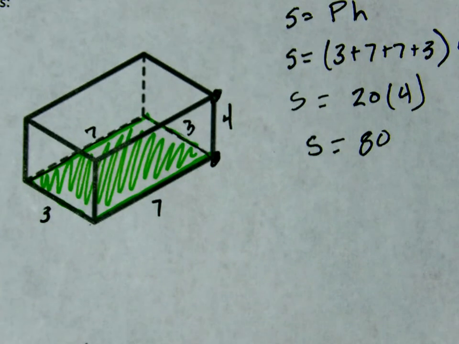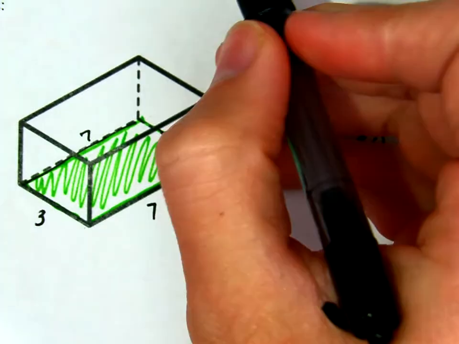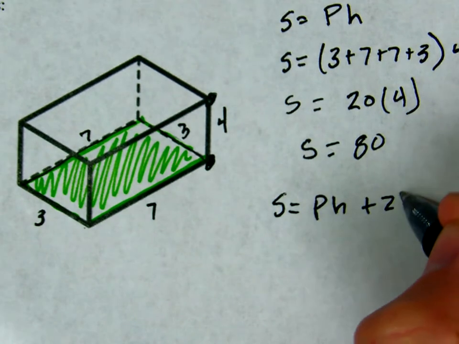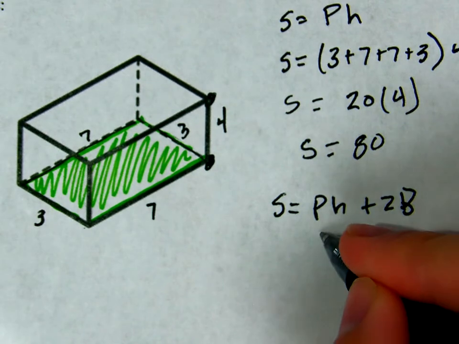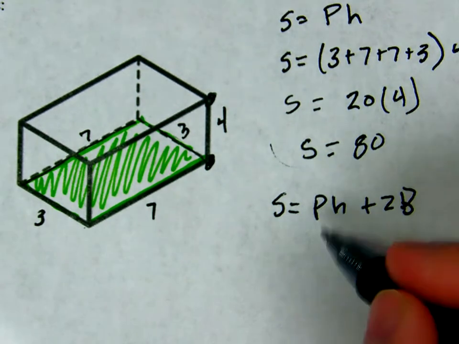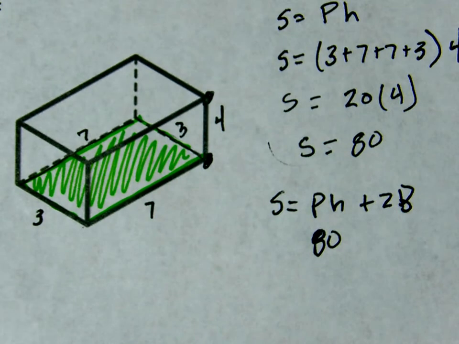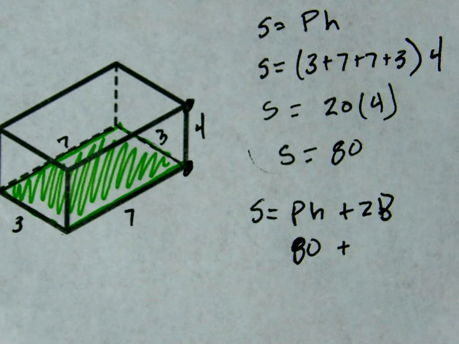Now total. Remember I said that total is PH plus 2B. We've already solved for the lateral surface area, so we can plug in for PH. Perimeter times height is 80. We just solved for it. Plus 2B. So we have to find the area of the base. That's what B stands for.